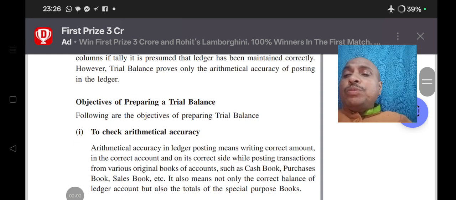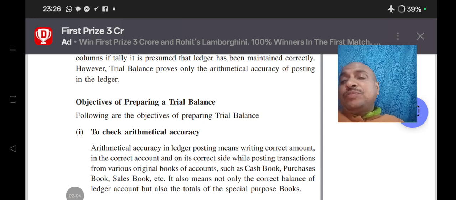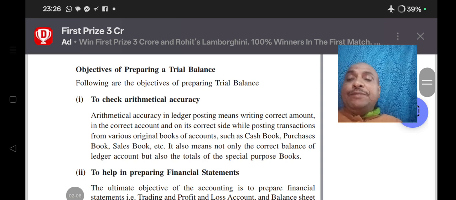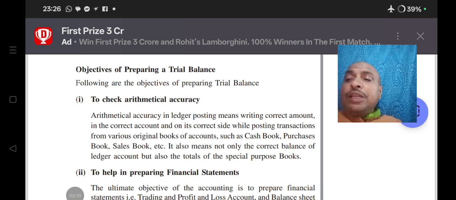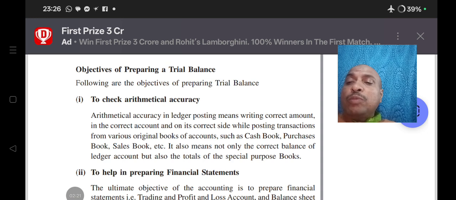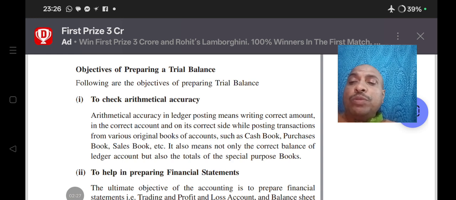Now, what are the objectives of preparing a trial balance? The first objective is to check the arithmetical accuracy. Arithmetical accuracy in ledger posting means writing the correct amount in the correct account and on its correct side while posting transactions from various original books of accounts such as cash book, purchases book, sales book, etc. It also means not only the correct balances of ledger accounts but also the totals of the special purpose books.